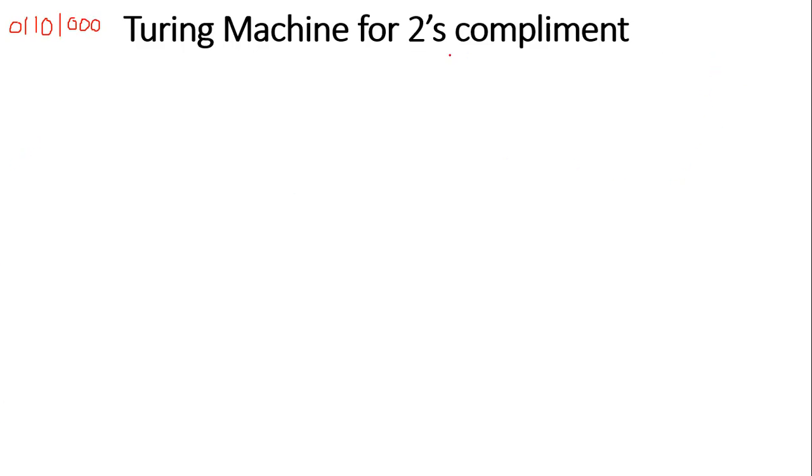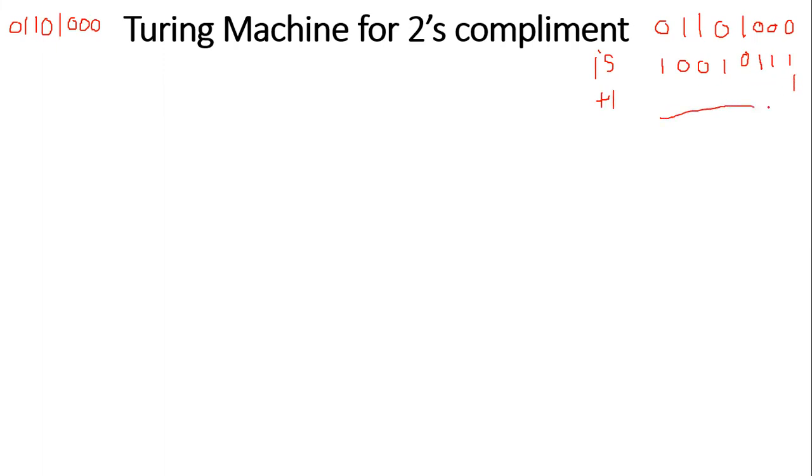The 2's complement of any number is 1's complement plus 1. So if this is your binary input string, 0 1 1 0 1 0 0, the 2's complement you are supposed to do like this. First you have to perform 1's complement, and then you have to add 1 to the given string. So first perform 1's complement, which becomes 1 0 0 1 0 1 1, and then you add 1.